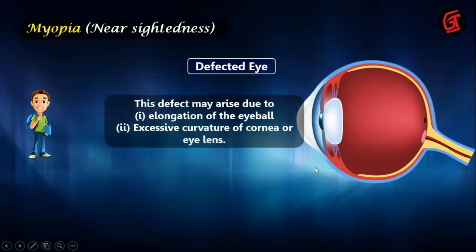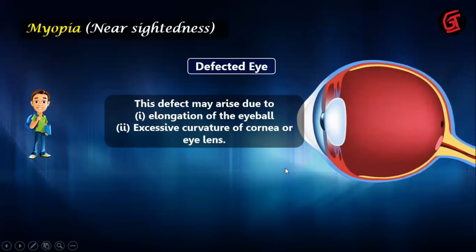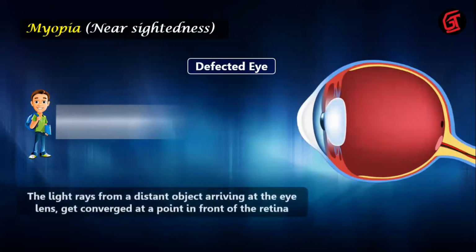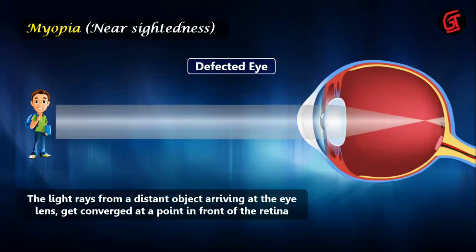This defect arises due to the elongation of the eyeball and excessive curvature of cornea. Okay, so if you see here the eyeball is big, it elongates, the eyeball becomes big, and there is a curvature in the cornea. So suppose there is a boy standing here. So if you see here, the image is formed before the retina. So if the image forms before the retina, we cannot see the image clearly, right? Image what we can see clearly is only what falls on the retina.